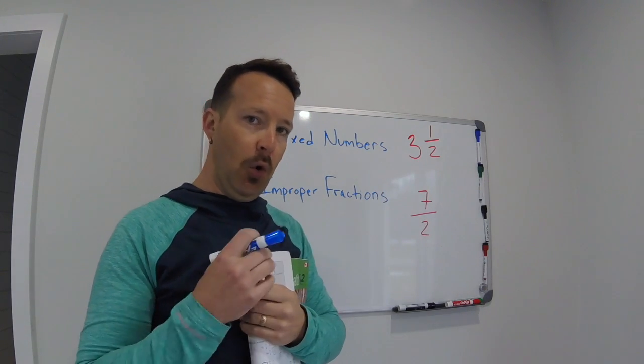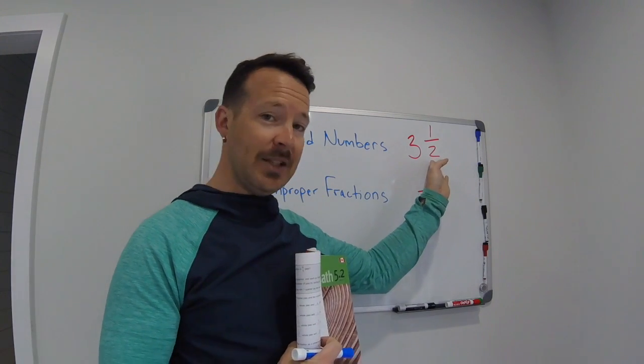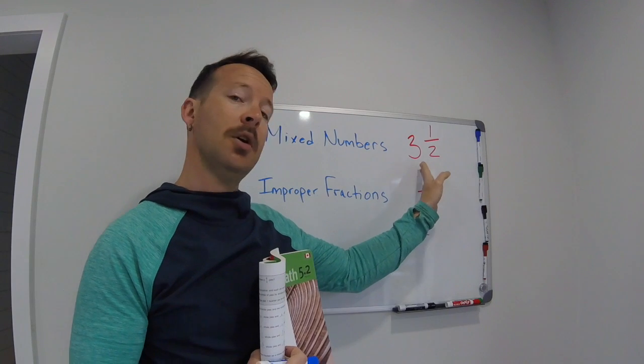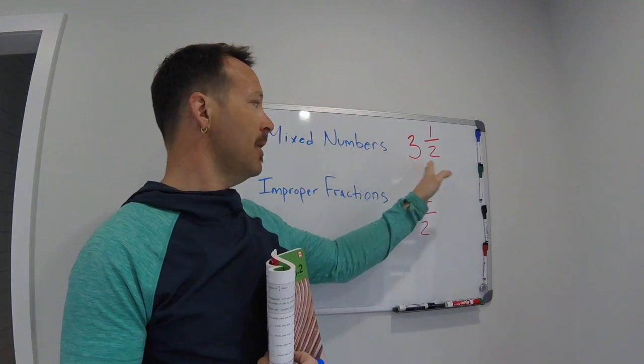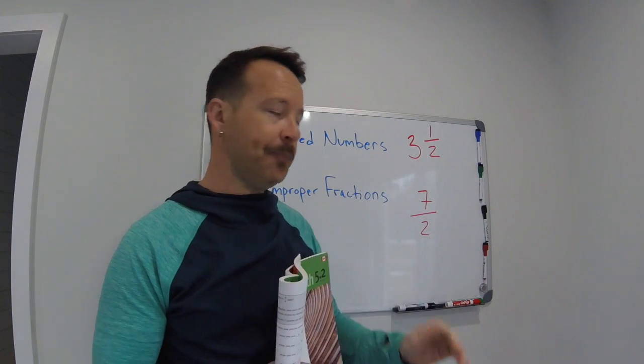It's how many whole things you have plus the fraction or the pieces of another whole thing. You don't quite have 4, but we have more than 3. So 3 and a half, or a whole number plus a fraction. So that's a mixed number.